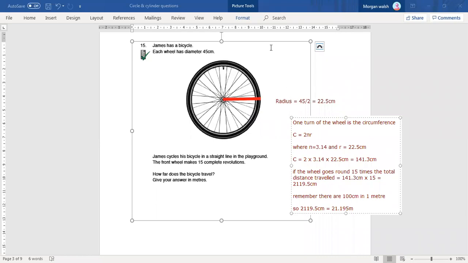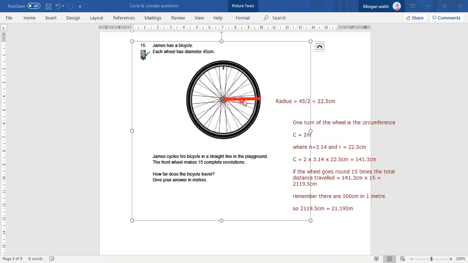So guys, let me see if I can highlight this. Okay, so say the wheel has a diameter of 45 centimeters, and the diameter is the distance across here. So we really want to find the radius, which is that distance there. So the radius is half the diameter. So what I did here was take 45 divided by 2, and that gives 22.5 centimeters.